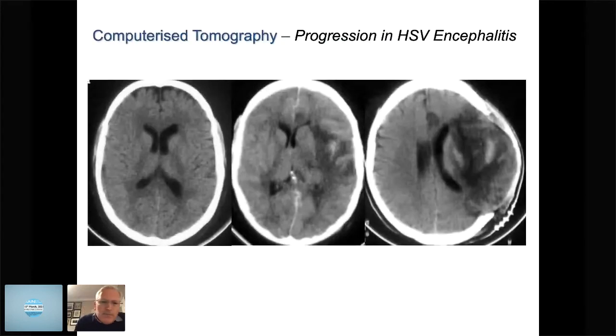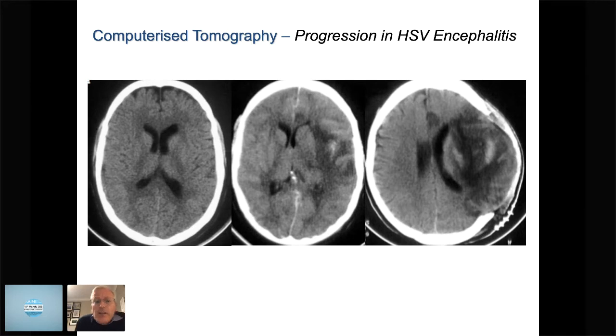So, in the last 5 minutes or so of this talk, what can we gain from investigations? Well, imaging helps us define the anatomy of the problem. It can identify whether there's raised intracranial pressure and issues relating to intracranial pressure management.